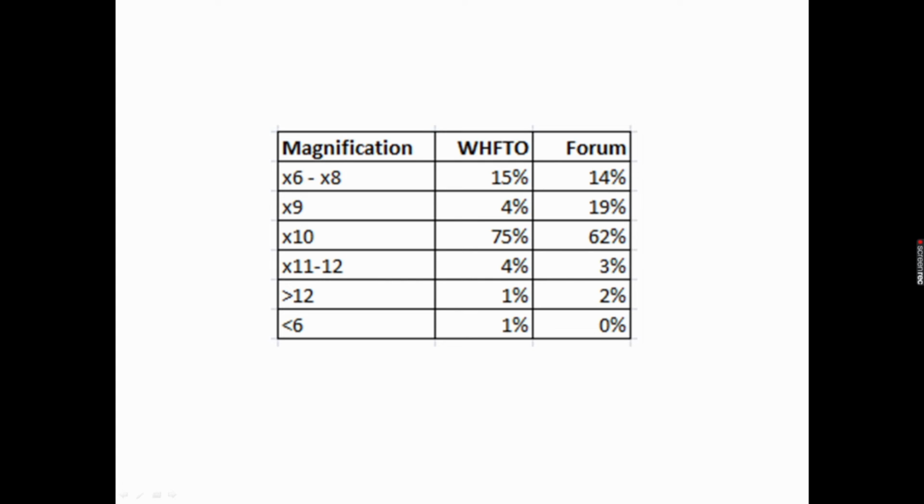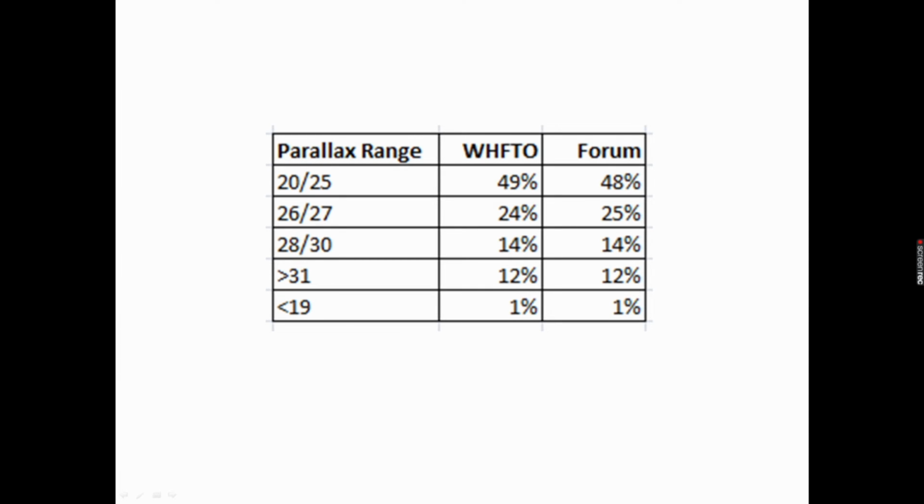So that's magnification. Then let's have a look at the parallax from the same sources. So you can see here that we've got parallax range, first row up to 25 yards, the second row up to 27 yards, third row up to 30, then we go greater than 31 and less than 19. And here again you can see almost identical. A bit strange given that 9 years apart, hardly anything in it really.